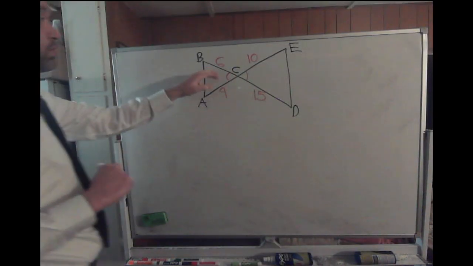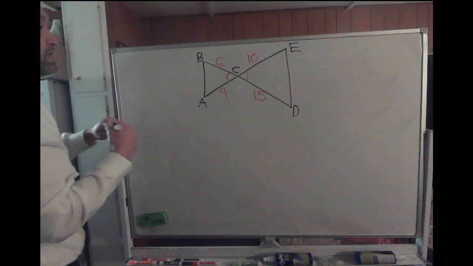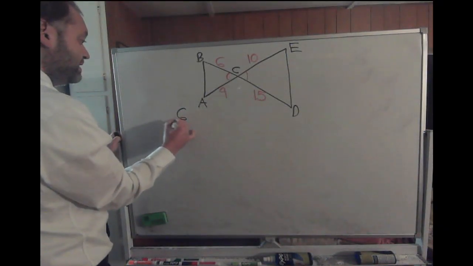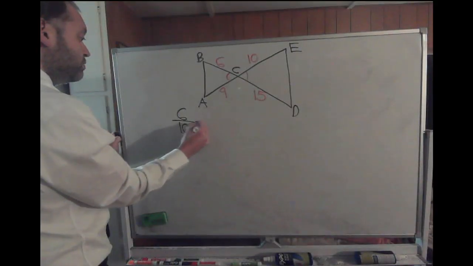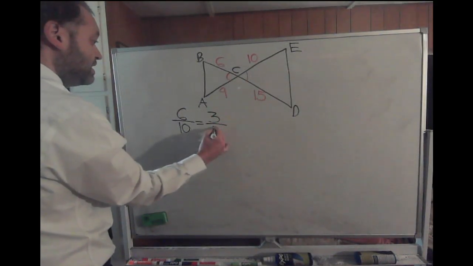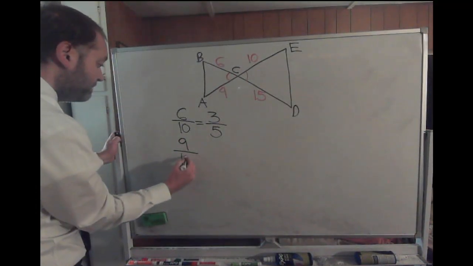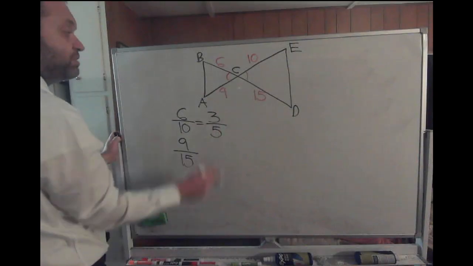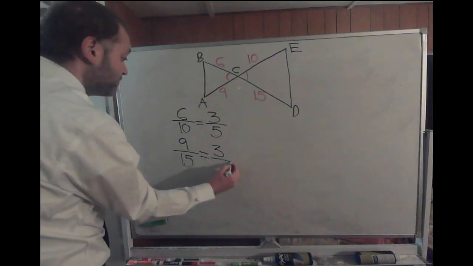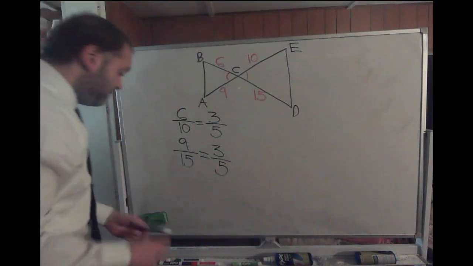If you look at the corresponding parts of the triangles, they're kind of flipped. So in actuality, 6 would be in ratio to 10, which would give you a scale factor of 3 to 5. And then 9 would be in ratio with 15, since those are the corresponding parts of the triangles, which also would give you a scale factor of 3 to 5. So your scale factor is 3 to 5.